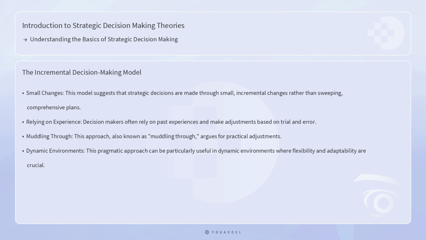The incremental decision-making model, often associated with Charles Lindblom, presents a different perspective. This model suggests that strategic decisions are made through small, incremental changes rather than sweeping, comprehensive plans. This approach, also known as muddling through, argues that decision-makers often rely on past experiences and make adjustments based on trial and error. This pragmatic approach can be particularly useful in dynamic environments where flexibility and adaptability are crucial.